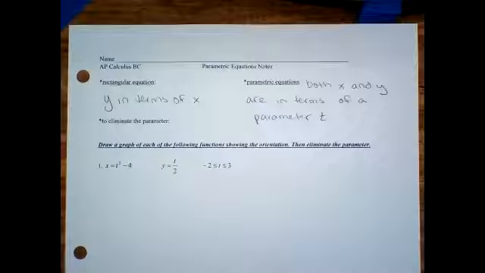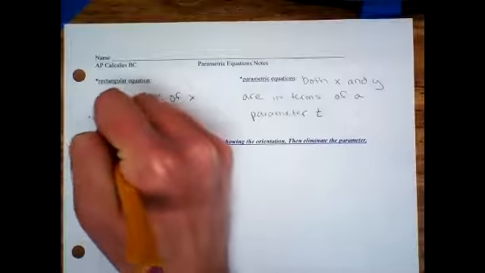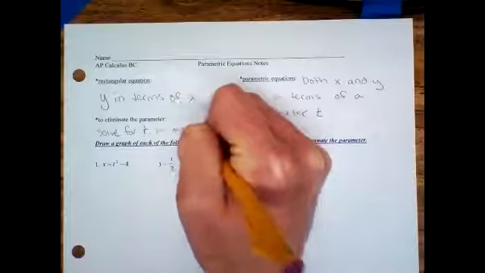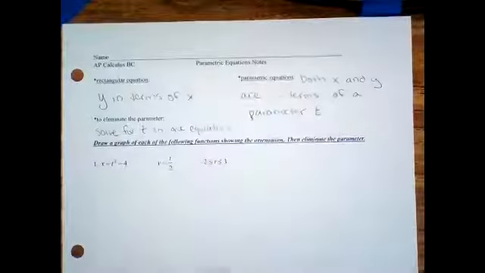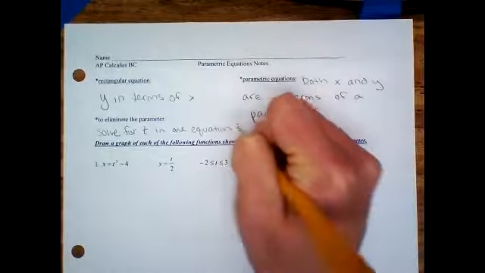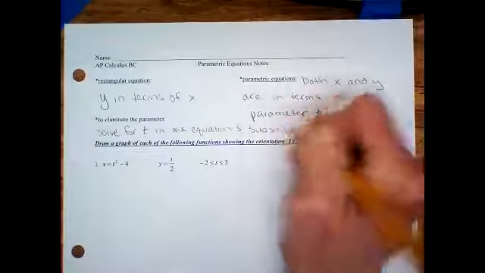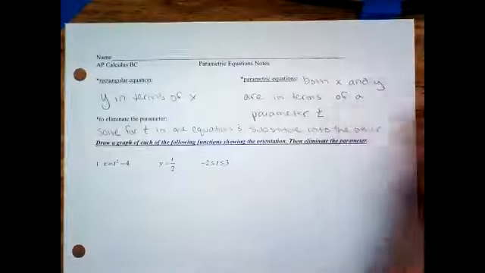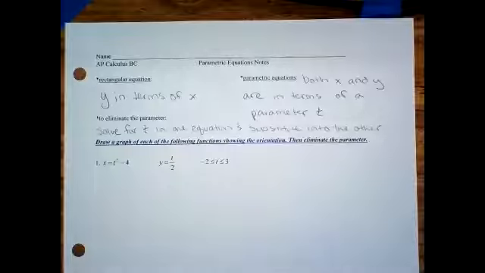To eliminate the parameter, like if you want to change it into a rectangular equation, you are going to solve for t in one equation and substitute into the other, which is just a lot of algebra. Remember, that's what it always comes down to, doing algebraic steps. Yes, they're both in terms of t. That's another good way to think of it.